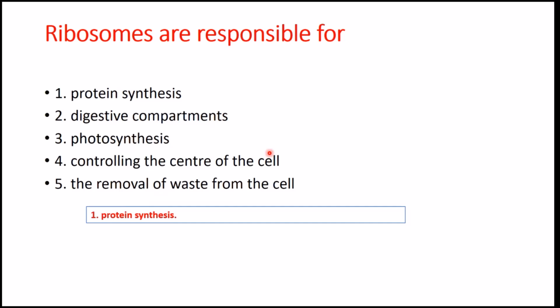Ribosomes are organelles that are the site of protein synthesis in the cell, where they translate messenger RNA into amino acid sequences, creating proteins. So they are not involved in the digestive system, photosynthesis, controlling the center of the cell, or removal of waste. It's protein synthesis. You are already familiar with that structure and you know the function of all the labeled structures there, so you can tackle this question as easily as possible.